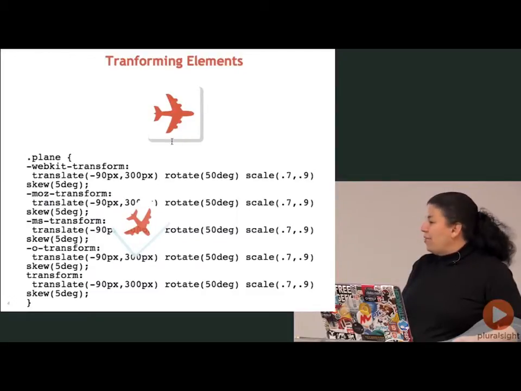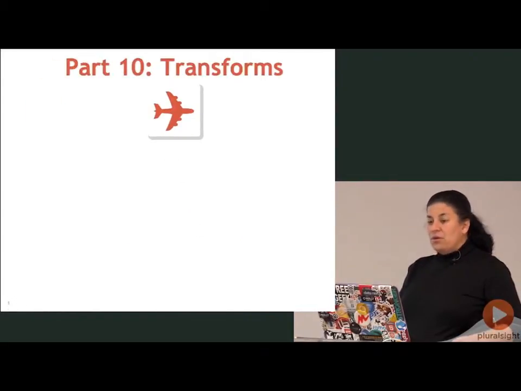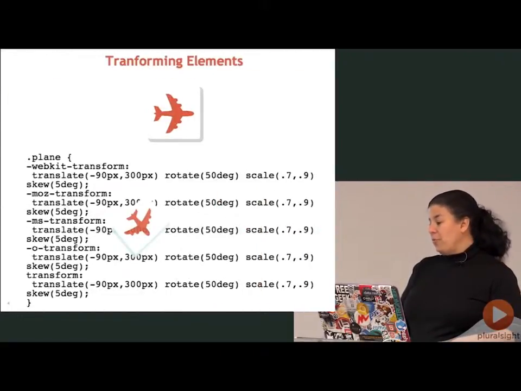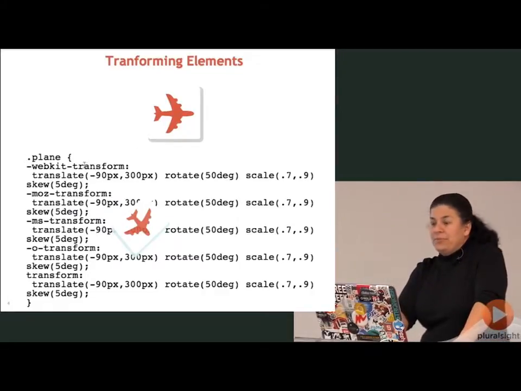The original is the gray, so you can see where it was and where it is now and what size it is now. So we are animating, or transforming rather, a plane. So here, this is the actual syntax that I would be using. I translated it 90 degrees to the left, 300 pixels down. I rotated this by 50 degrees, and I scaled it 70% width, 90% height. And then I skewed it. That makes no sense to you now, but in 5 minutes it will.